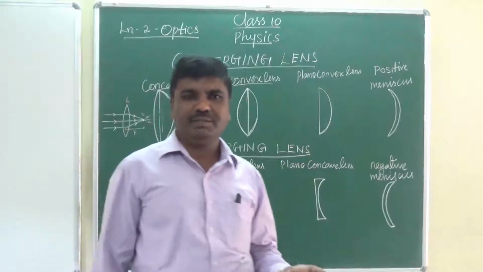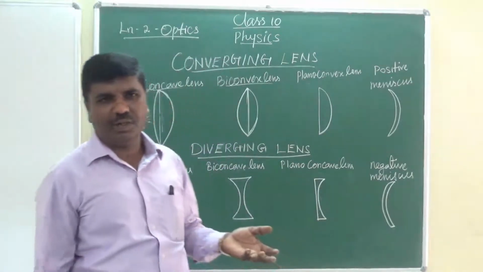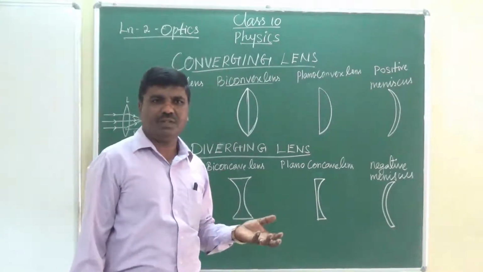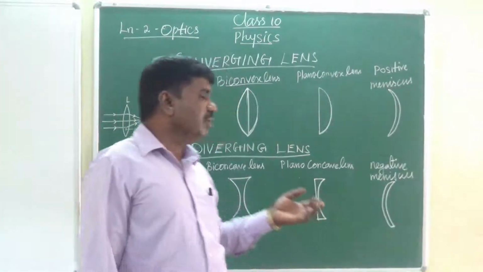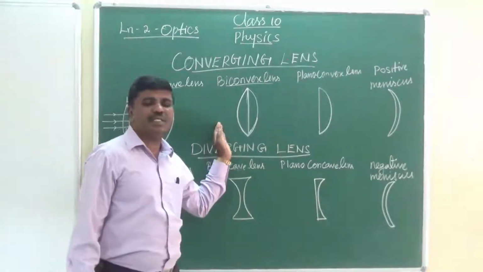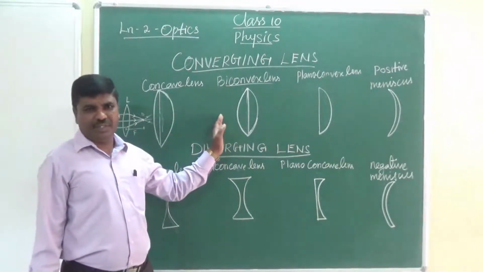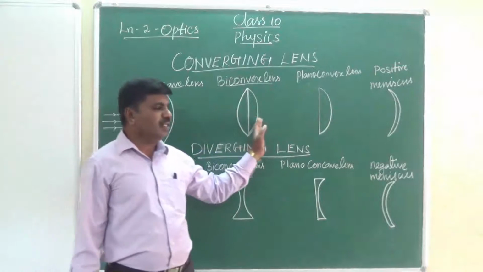We use them in microscopes, telescopes or projectors. So in many purposes we are using them. Okay. So this is the main purpose. A large number of lenses are used for different purposes. Mostly these lenses are used.